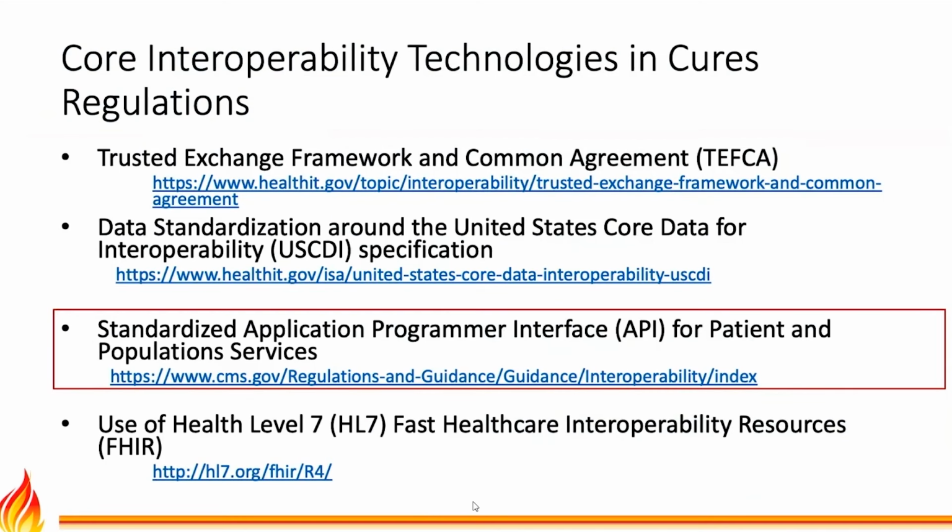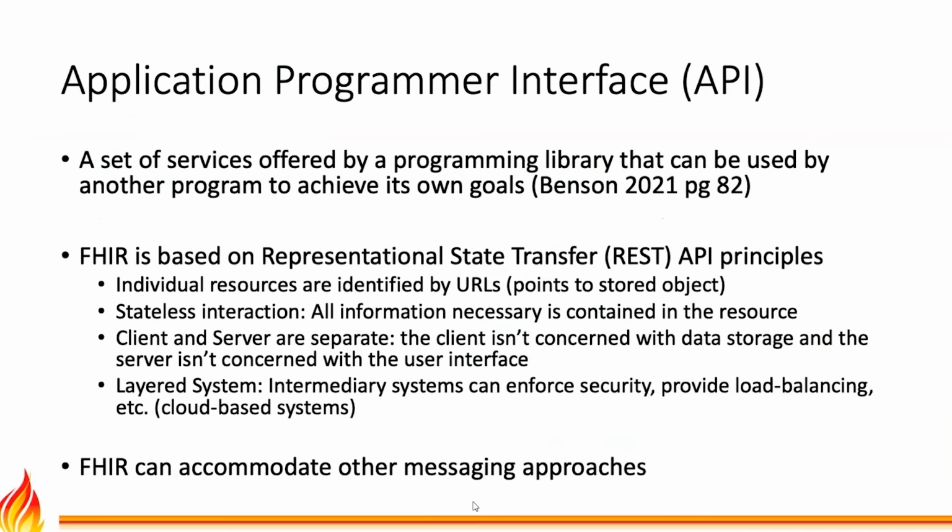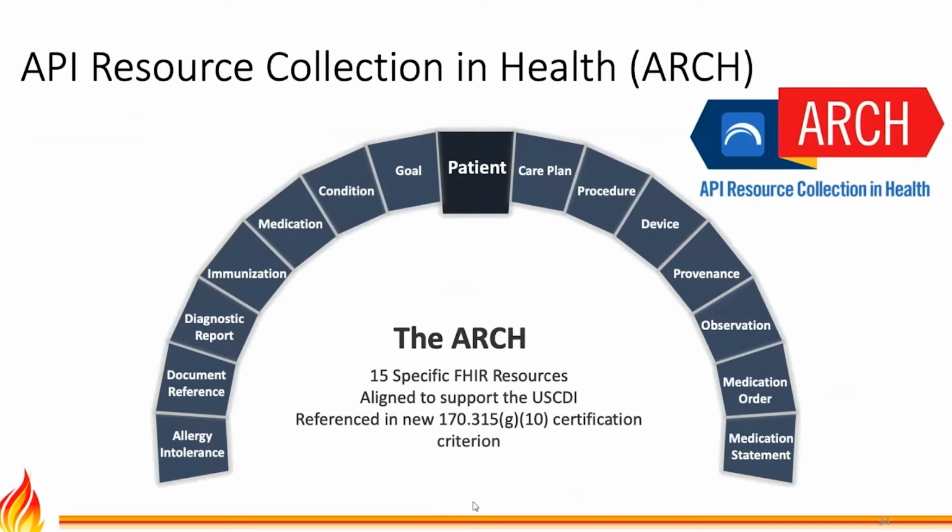So the standardized application programming, I don't know as much about this, but this is just saying, okay, what are the APIs that we should be doing first? So the ONC has essentially put out what we call the ARCH, and there's 15 specific APIs that they've asked to be aligned to support the USCDI transfer, and this is a list of them. I don't have a lot here as far as how it is going and where they are. I don't have the updates, but they exist.